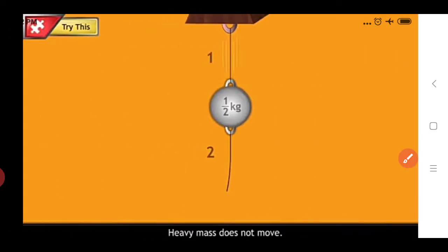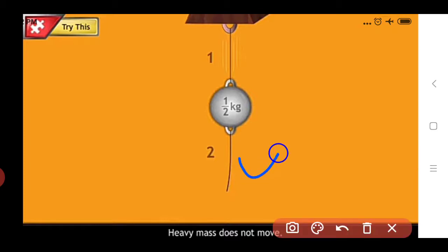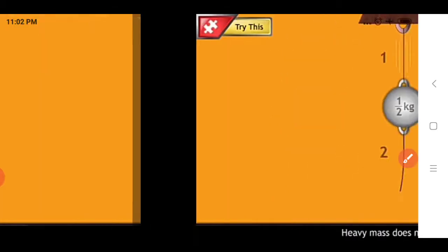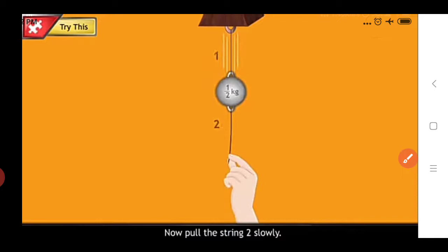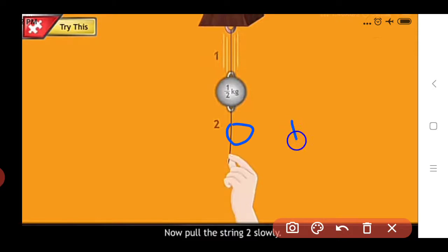In the first step, the heavy mass does not move. Even by snapping this string 2, this mass remains as it is. This is the heavy mass of 1/2 kg. This mass does not move; it remains in its place. And in the second step, now pull the string slowly. Here in the second step you should pull this second string very slowly.